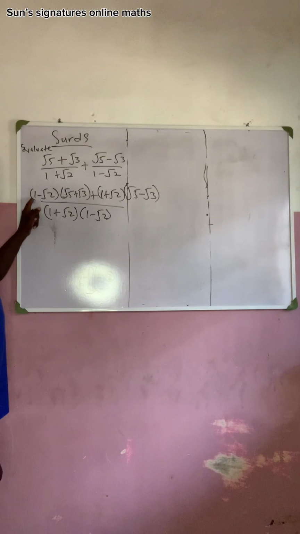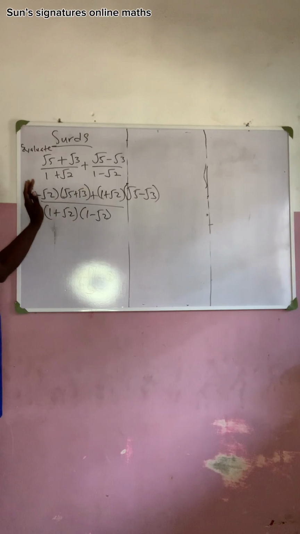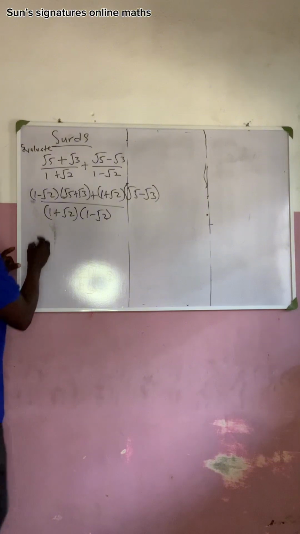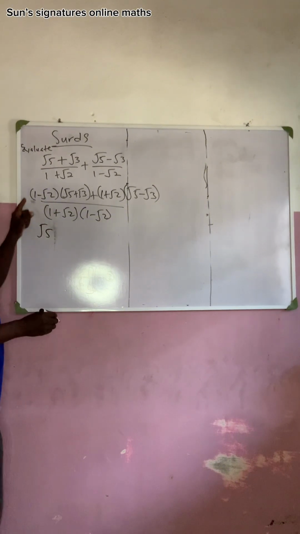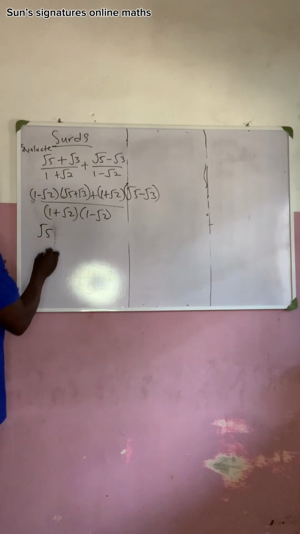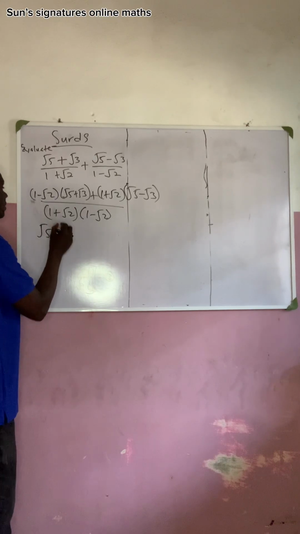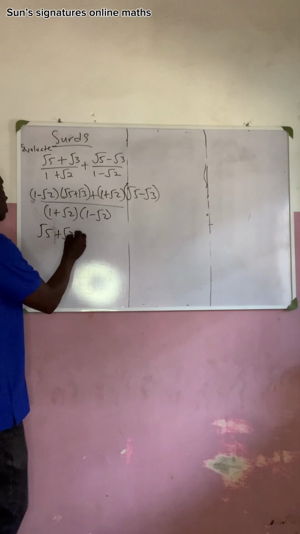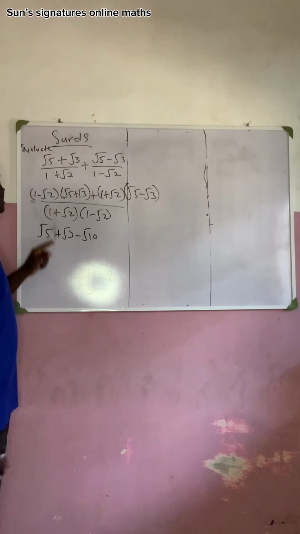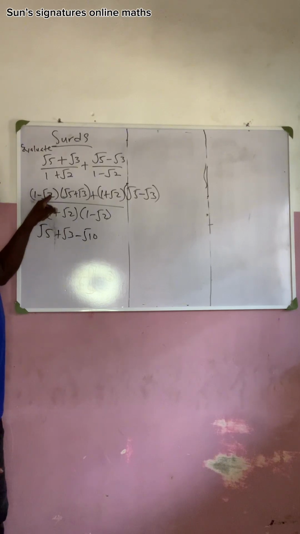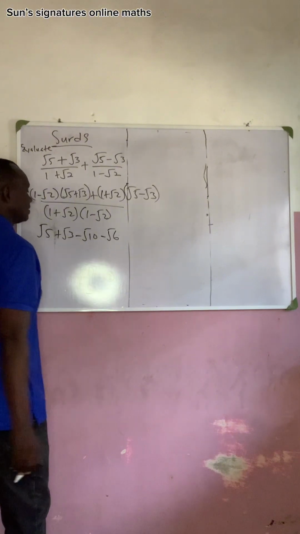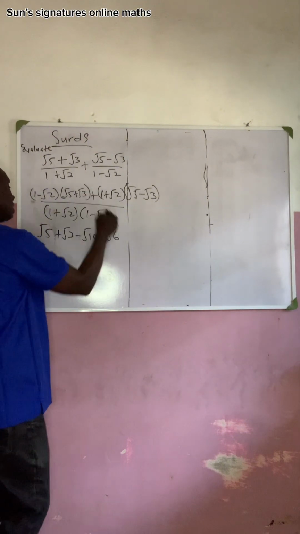So I will multiply this way to open this bracket, then plus multiply this way to open the bracket. So 1 times root of 5 will give me root of 5. 1 times root of 3 will give me plus root of 3. I am done with 1. Now, root of 2 times root of 5 will give me minus root of 10. Then root of 2 times root of 3 will give me minus root of 6. I am done with this. I bring down the plus sign.